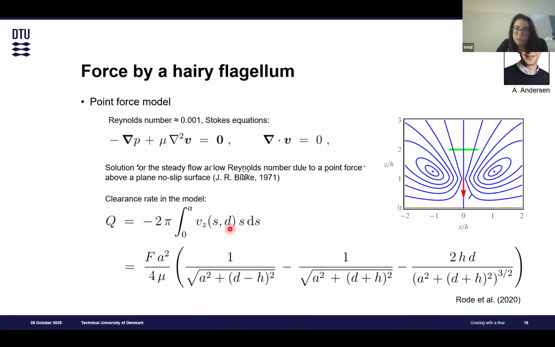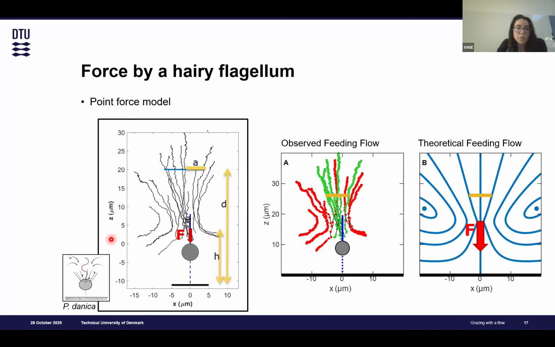D is the distance of the clearance disk from the wall. F is the force that the flagellum, or the point force, is generating. A is the radius of the disk, and H is the height of the force generating this flow. And in our case, we already have Q because we obtained it through our experimental observations. So from there, we were able to grab all the parameters we needed to calculate the forces generated by this hairy flagellum.